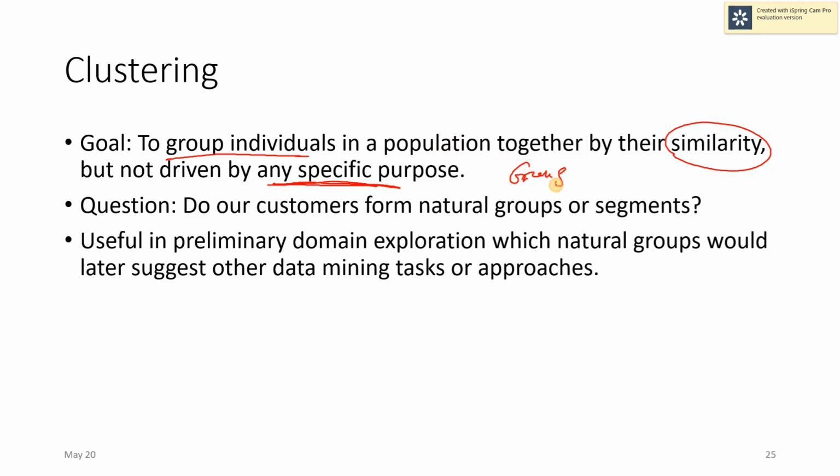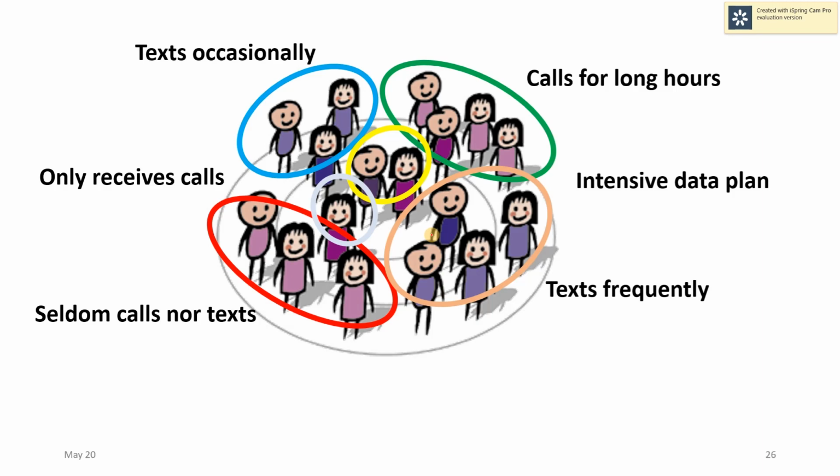Okay. So the question is, do our customers form natural groups or segments? This is useful in preliminary domain exploration, where natural groups will later suggest other data mining tasks or approaches. For example, here you have a set of customers. Based on the behavior of the customers, the data that we look at, we try to do clustering.